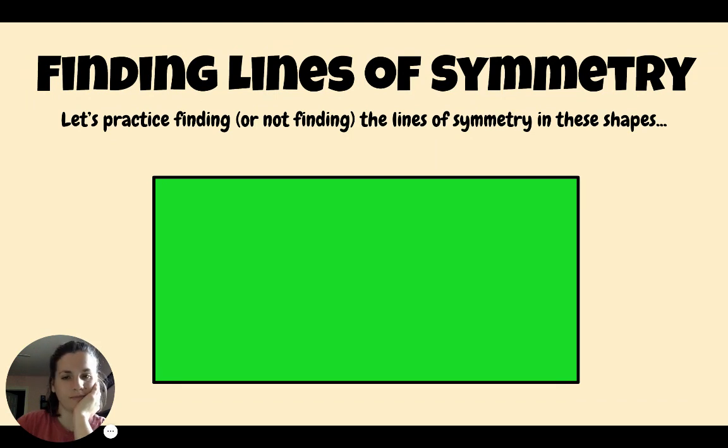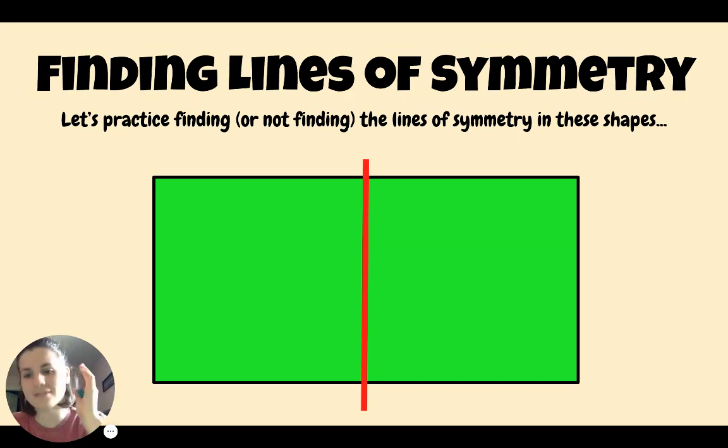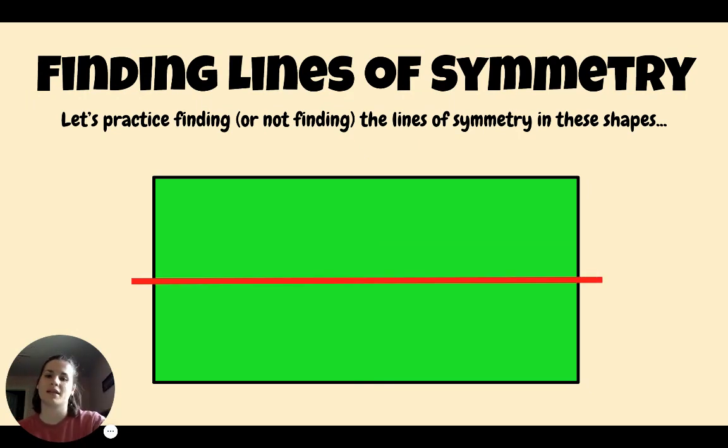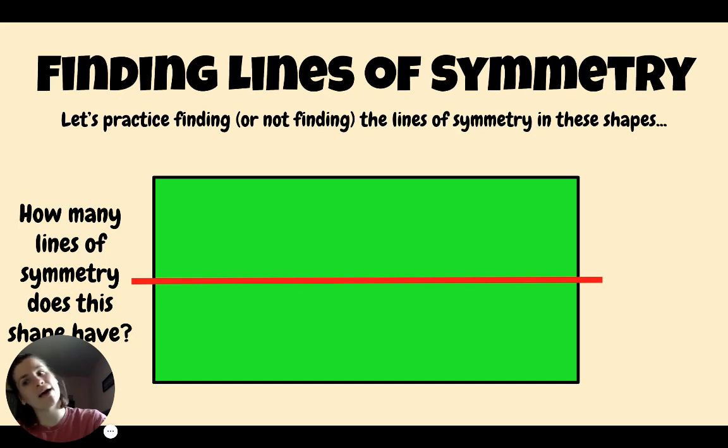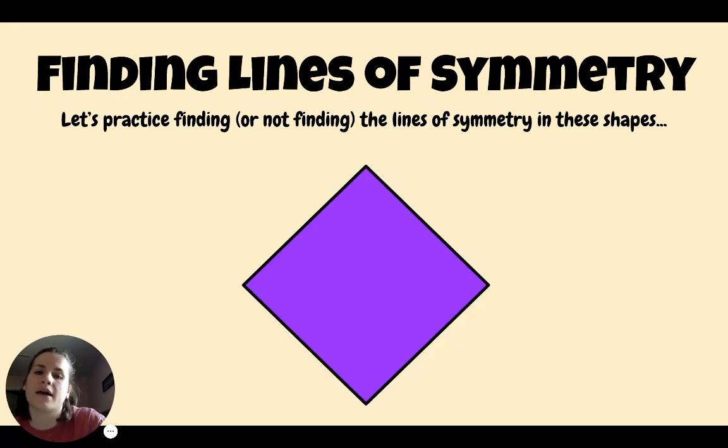Think in your head, where would a line of symmetry be on this rectangle? There would be one right down the middle. Boop. And there's another one. You tell me where it is. Tell me. I can't hear you. Right there, the other way. There would not be a diagonal one because, like we talked about before, it would not match up when you fold it. How many lines of symmetry does this shape have? Tell me the answer. Yell it out. It's 2.